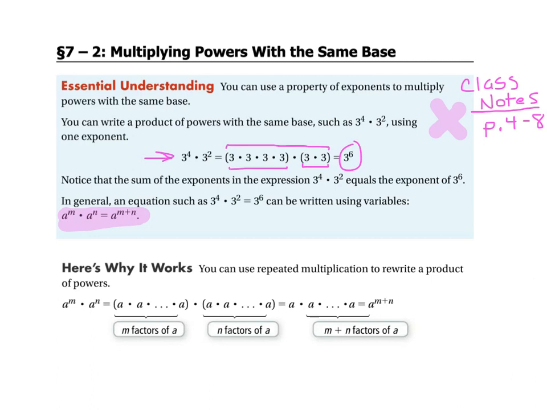All right, and notice that the 6 comes from the 4 plus the 2. So I didn't have to write this all out longhand like is written here. I could just add the 4 and the 2. Now notice something. The 3 does not become any other number. It stays a 3. So something to keep in mind as we go through these examples: that base is always going to stay the same.